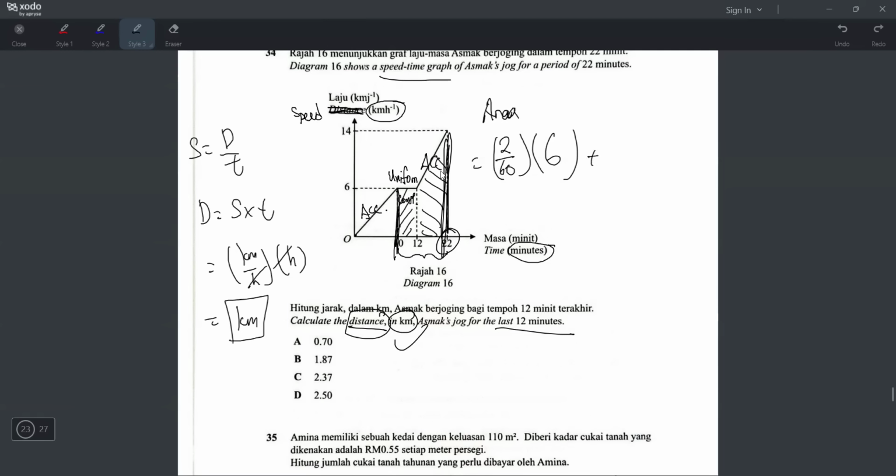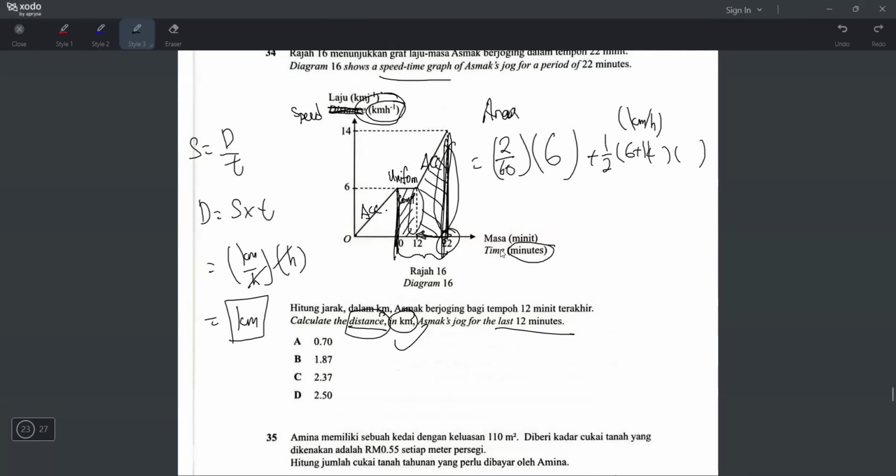Okay, tambah lagi dengan shape trapezium. For trapezium punya area is 1/2 times A plus B times C. A plus B will be the two parallel lines for the trapezium, so it's 6 plus 14. And the 6 plus 14, the unit will be in kilometer per hour. Agree? Yeah, it's in kilometer per hour, 6 and 14 is on the y-axis. But then you have to darab dengan C, which is the panjang from here to here. So we have to take 22 minus 12, which is 10.